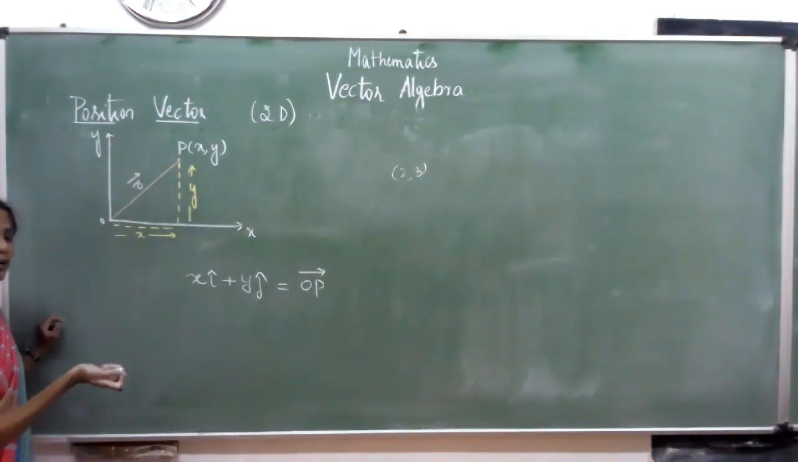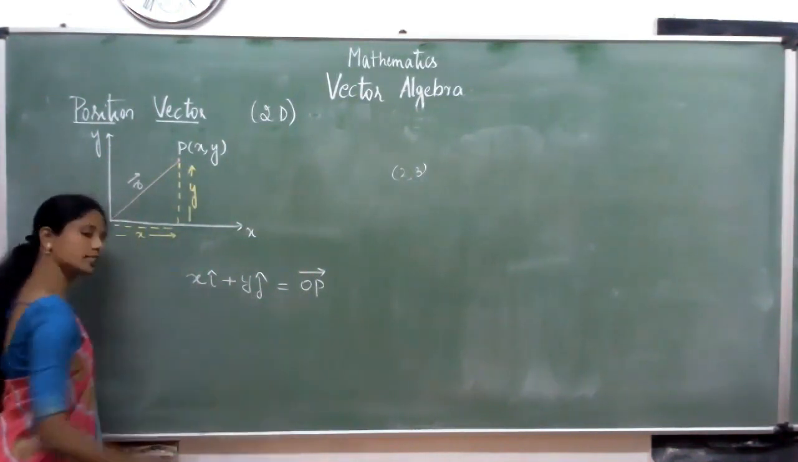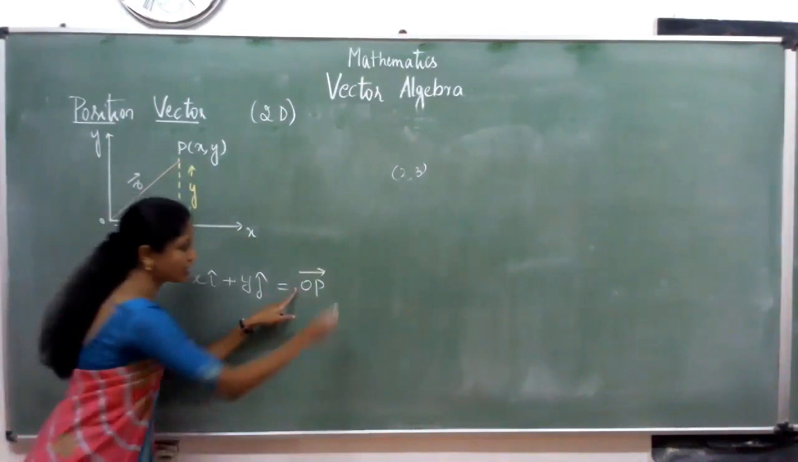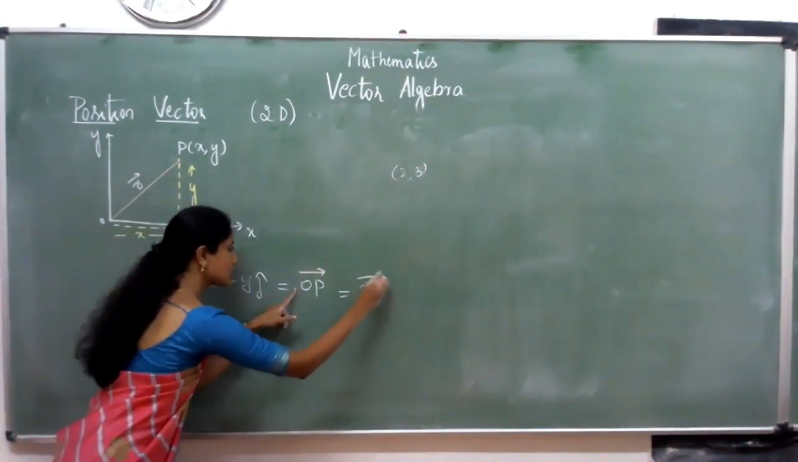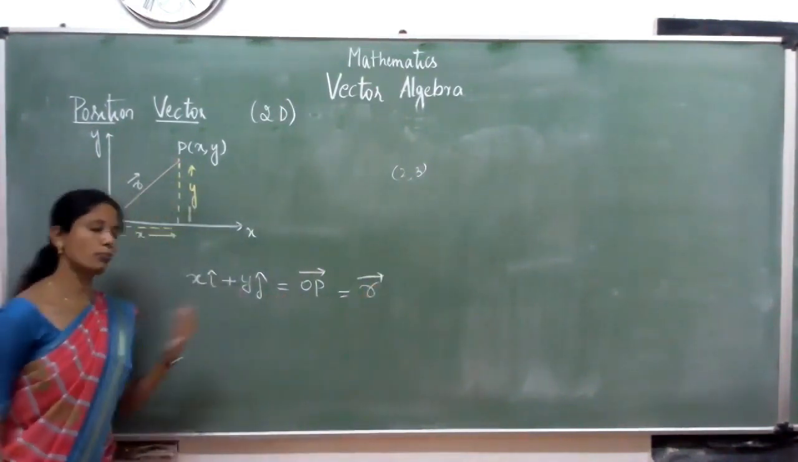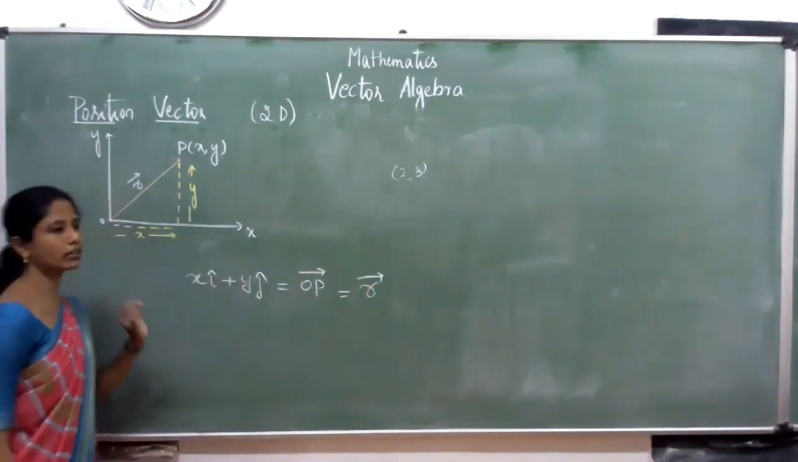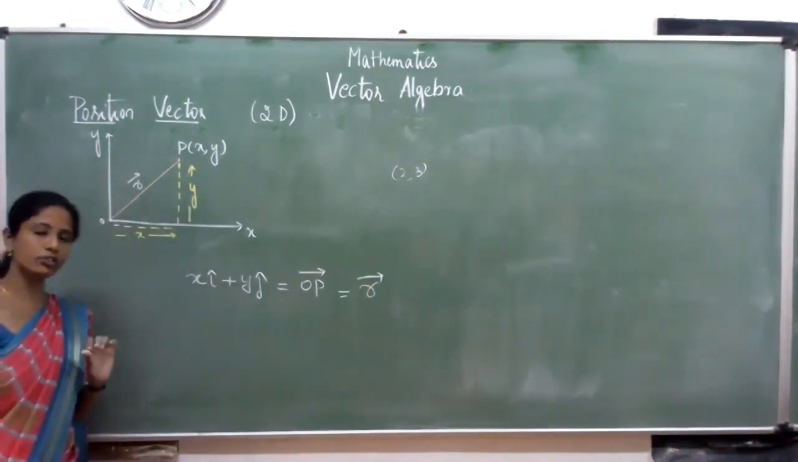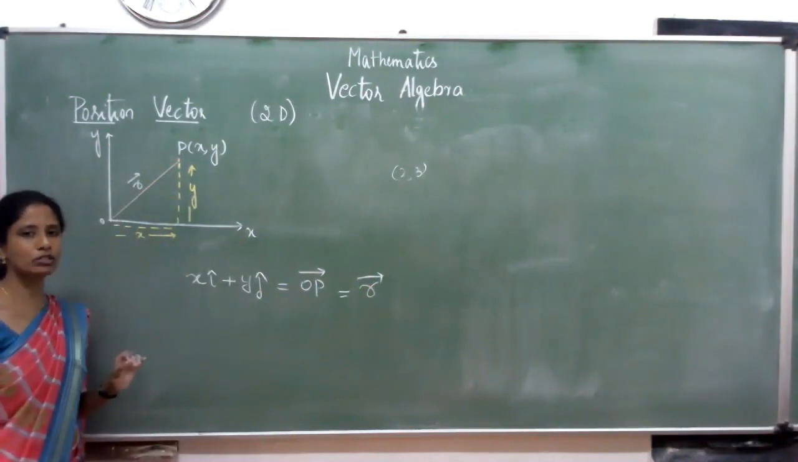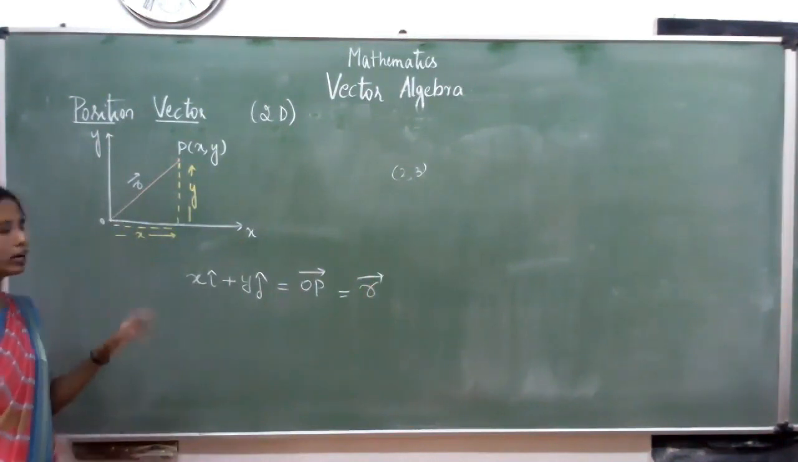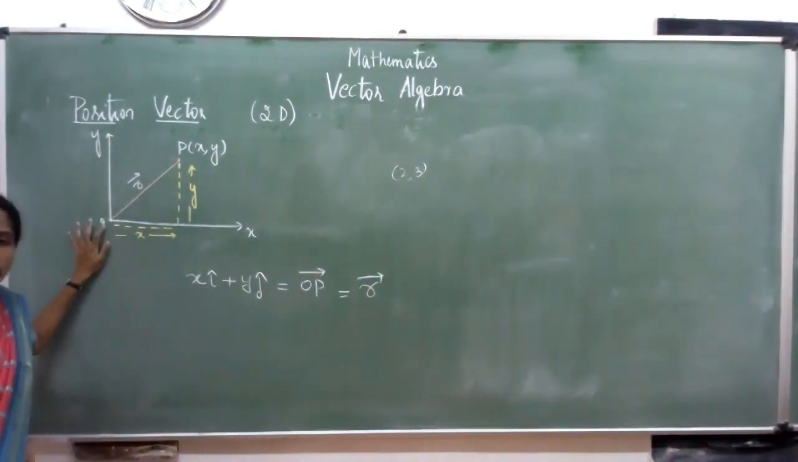Now let us find what is the magnitude of this vector. So OP vector, I can even represent it as vector R. Here the OP vector is called a position vector because when I say position vector, the initial point will always be the origin. Whenever we say position vector, the initial point of the position vector will be always from the origin.